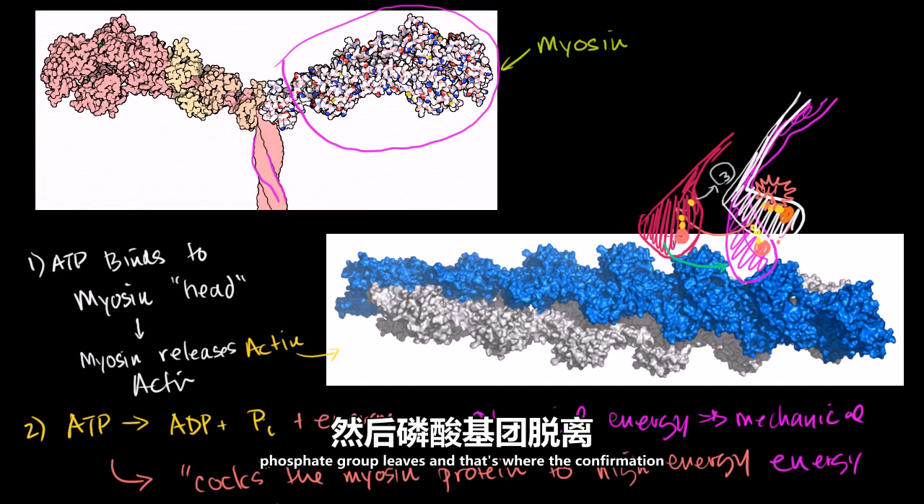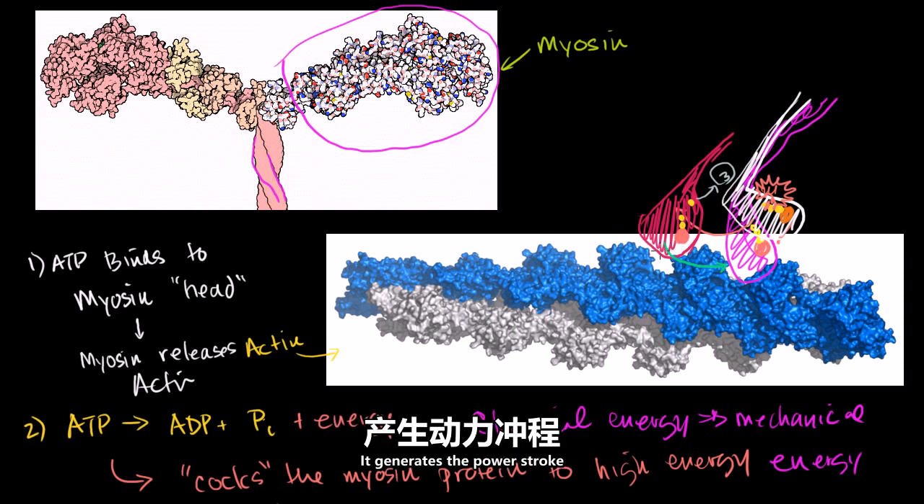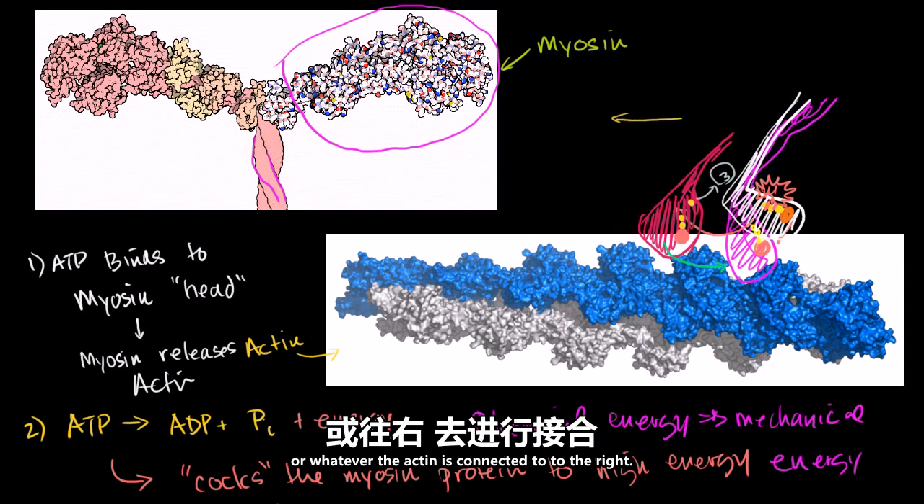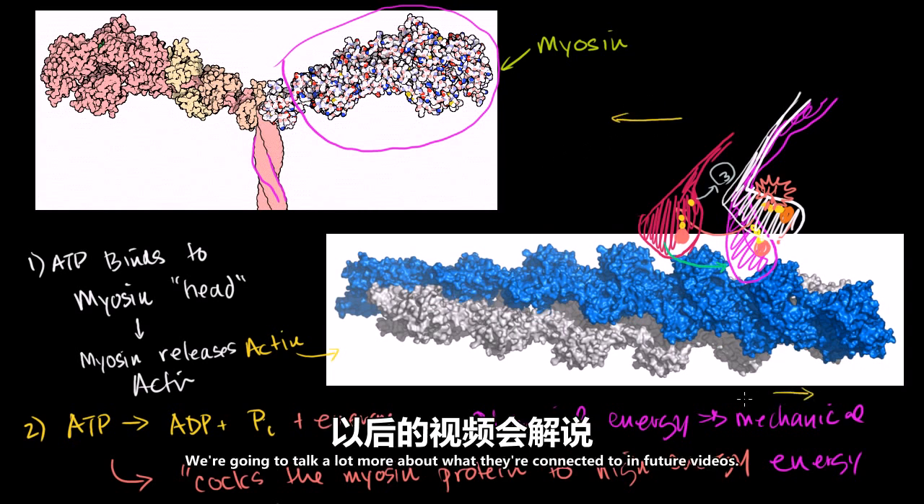And then the phosphate group leaves, and that's where the conformation change in this protein is enough. It generates the power stroke to actually push on the actin filament, and you can imagine either move the myosin, whatever the myosin is connected to, to the left, or whatever the actin is connected to, to the right. And we're going to talk a lot more about what they're connected to in future videos.